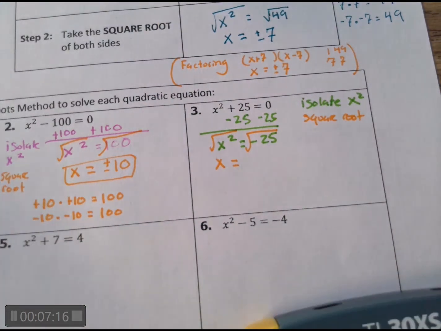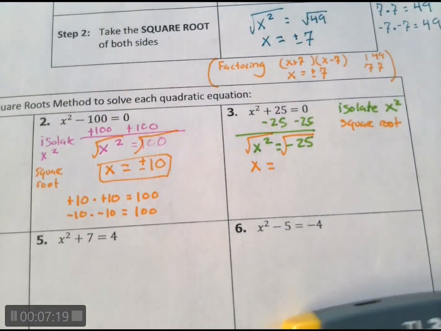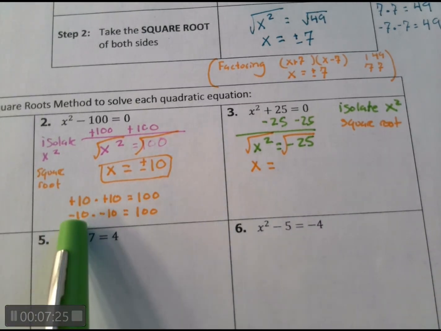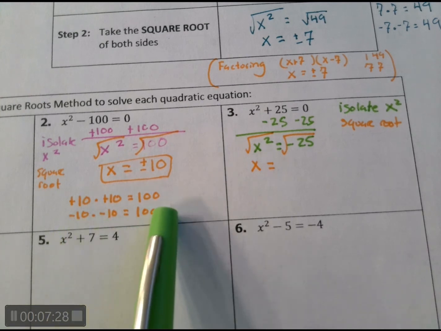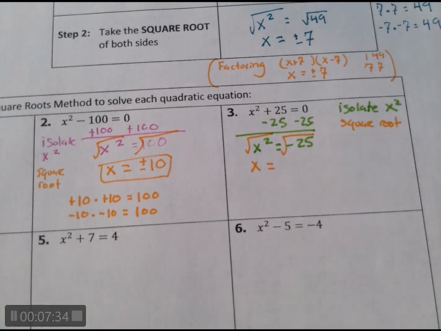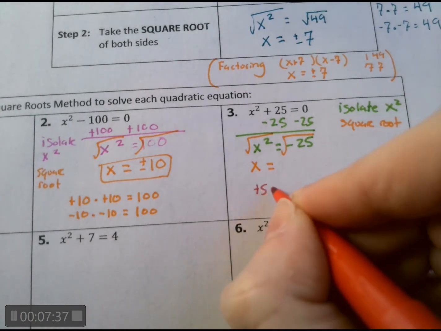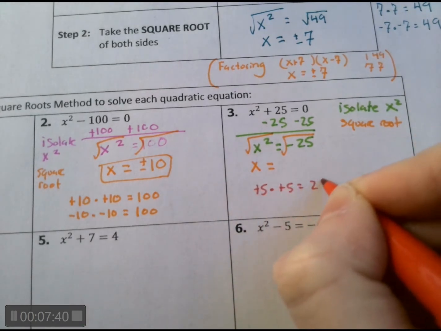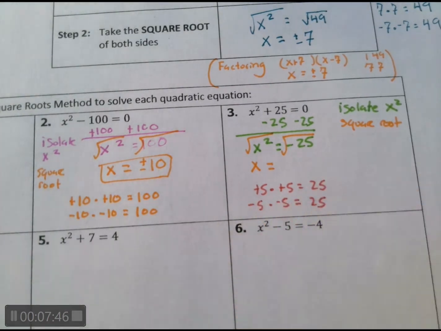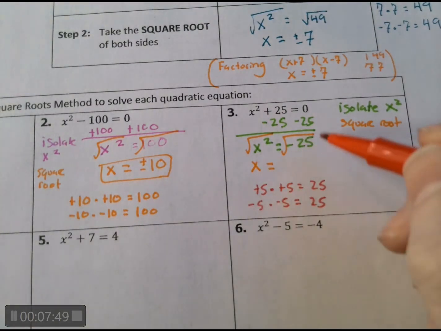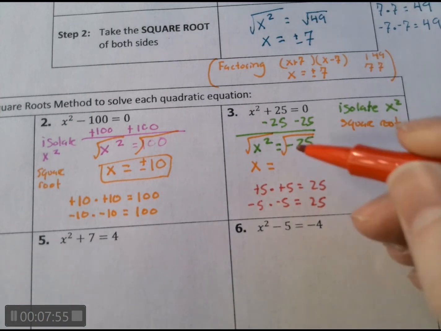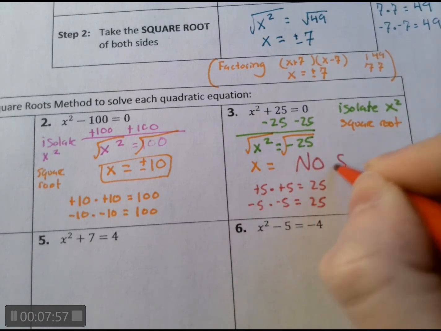Okay, I want you to take a look back at example 2. Where I said positive 10 times positive 10 equals positive 100. Negative 10 times negative 10 equals positive 100. What number times itself will give you negative 25? Well, let's try it. We have positive 5 times positive 5. Note that equals 25. Negative 5 times negative 5. Nope, that also equals positive 25. So there is no answer. There is no number that you can multiply by itself to get negative 25. So there is going to be no solution.